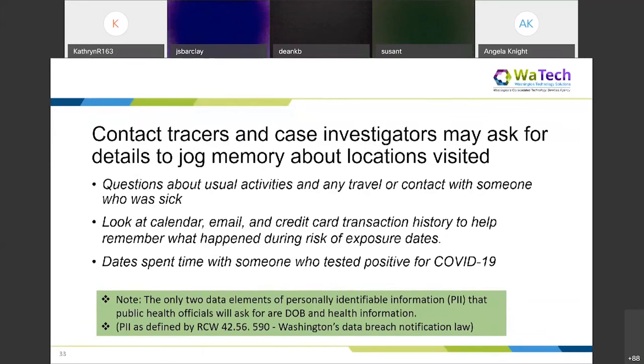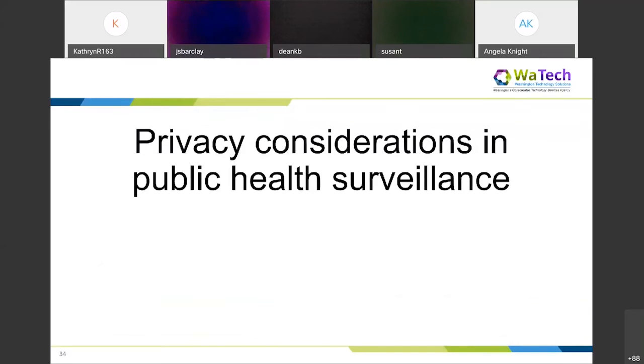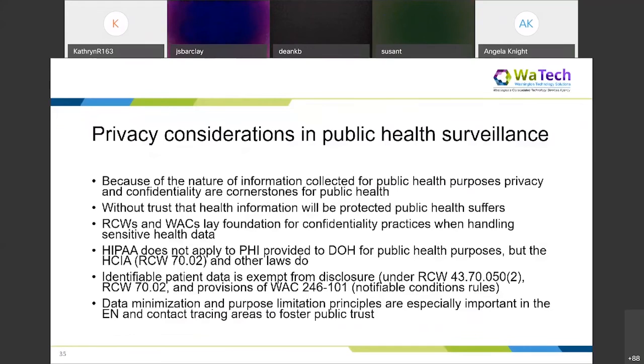So next, we're going to talk about some of the privacy considerations in public health surveillance. Because of the nature of the information collected, privacy and confidentiality are cornerstones for public health, because public health suffers if people don't trust that the information is going to be handled confidentially when they're talking to the Department of Health or anybody in the healthcare profession.